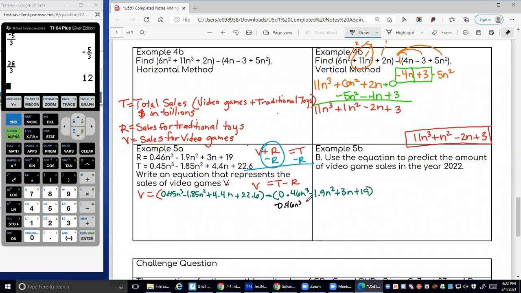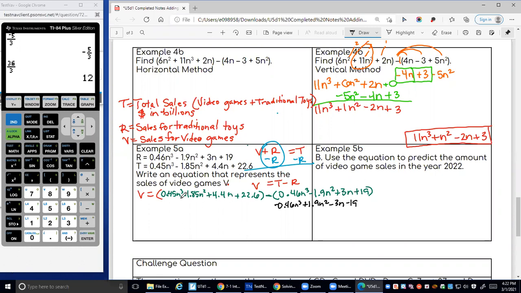Like, can R go first, or does it have to be T? It does have to be T. It's like 5 minus 3 is not the same as 3 minus 5. Okay. So here I'm going to change my sign. 1.9 n squared. And then here you got negative 3n. And here you got negative 9, right?